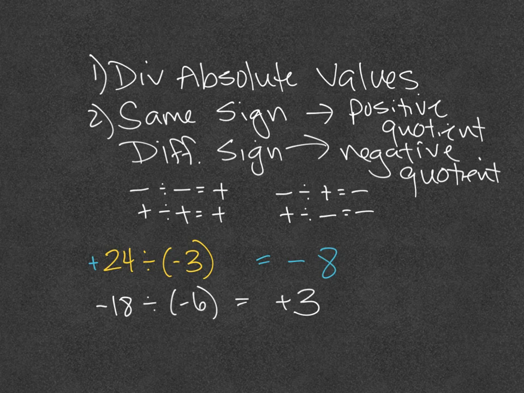That's it for this lesson. So your division is the same as it always has been for years and years. You're just ignoring the sign temporarily and then going back and checking your signs and applying the proper sign to the quotient. Hopefully you find this fairly easy.